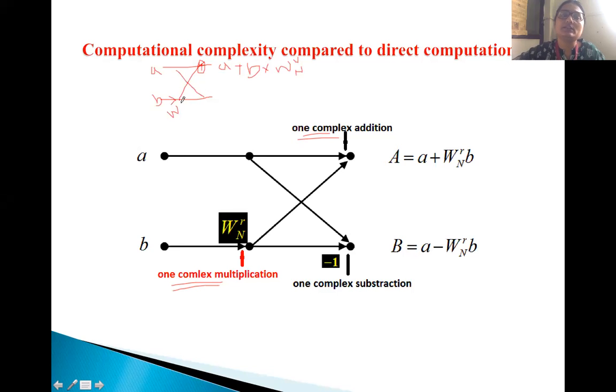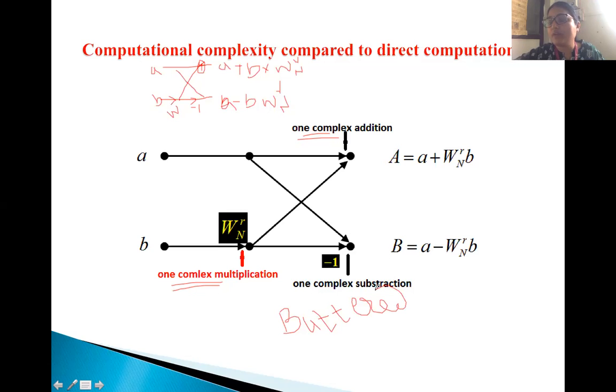So the second input is multiplied by the twiddle factor and added with the first input. In the same way, the subtraction takes place at the second output. So this is going to be A minus B into W raised to r, suffix N. This structure looks like a butterfly, so it is called a butterfly structure. This is the important structure with which we are going to calculate the DFT values.